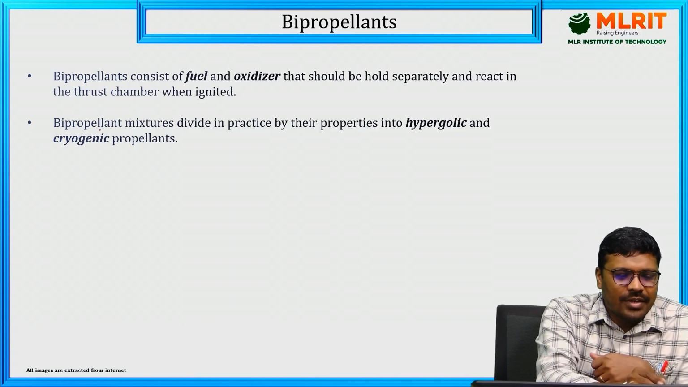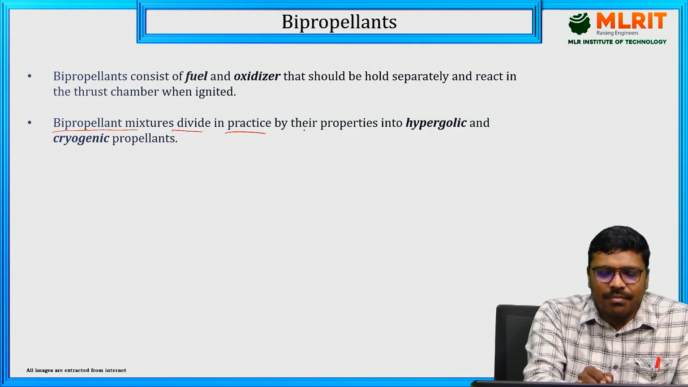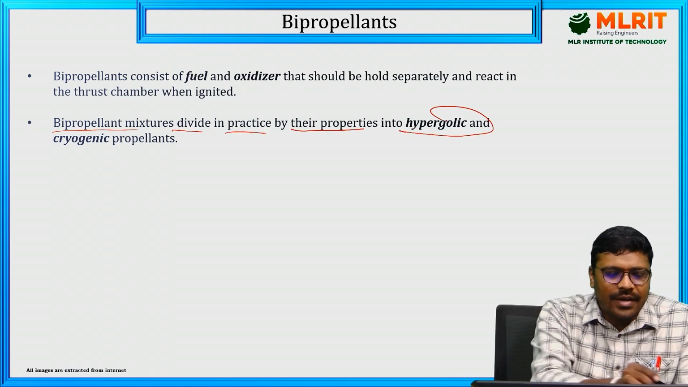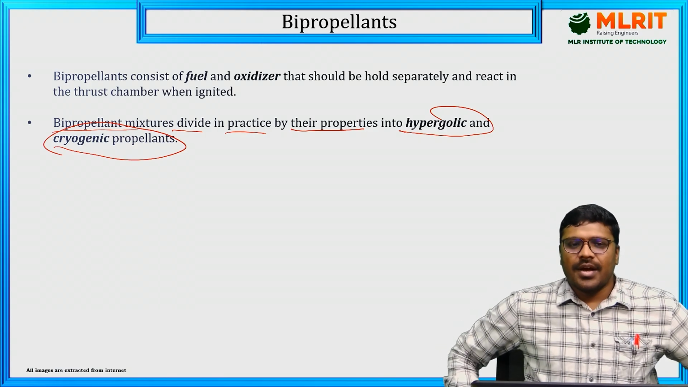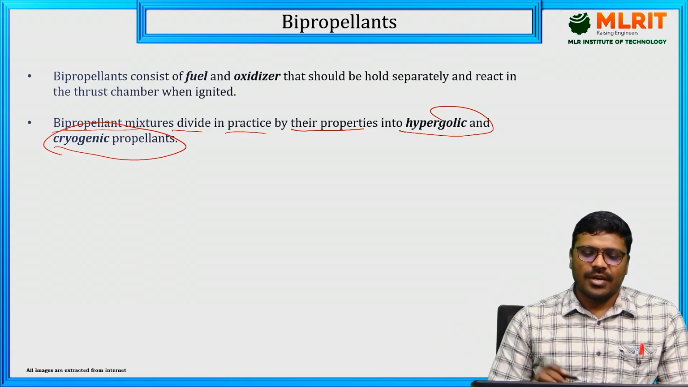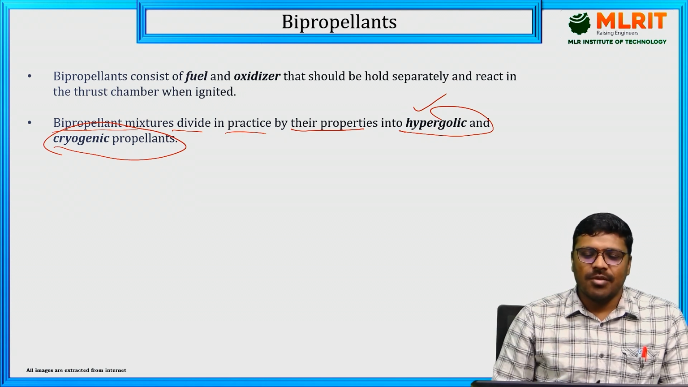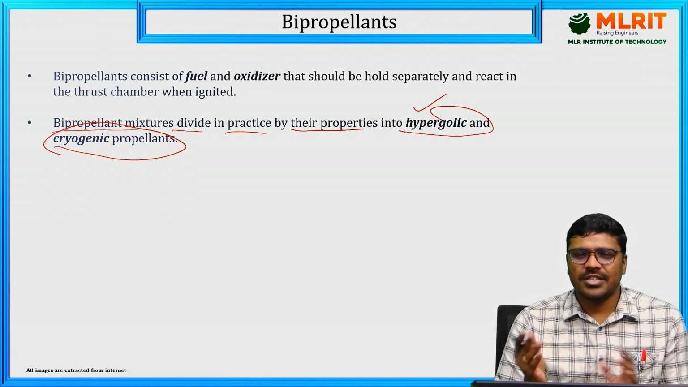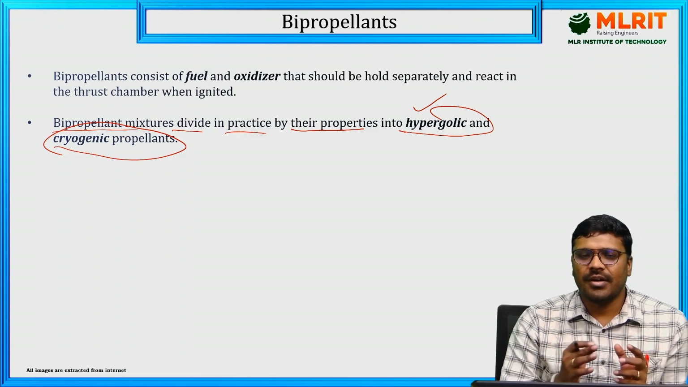Bipropellant mixtures are divided in practice by their properties into hypergolic and cryogenic propellants. These bipropellants again divide into two types, hypergolic and cryogenic propellants. Hypergolic propellants react spontaneously. These propellants react spontaneously when we bring the fuel and oxidizer into contact with each other.